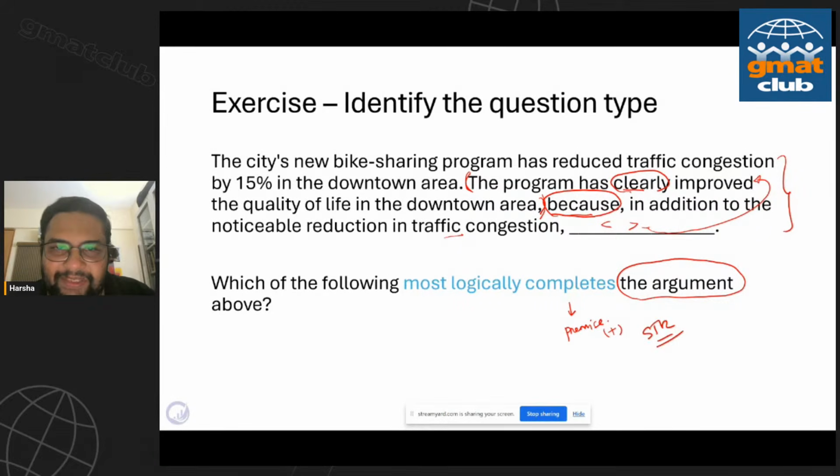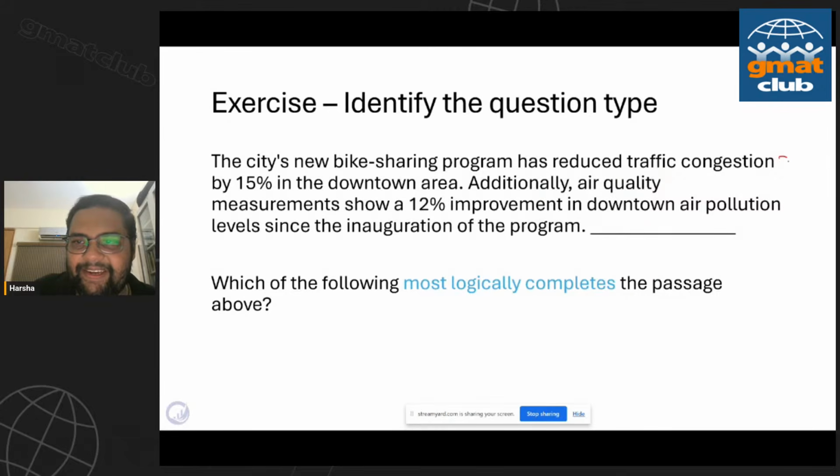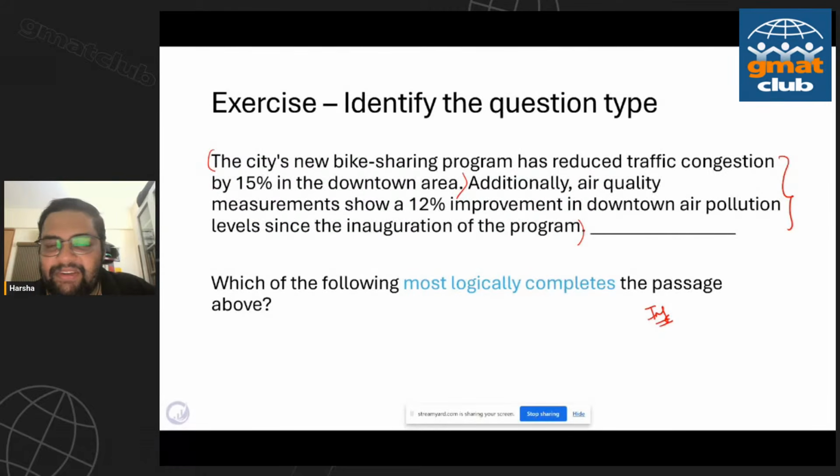Now, just to hammer that point home, here is a very slightly changed version of that, where we are actually dealing with an inference question. We are given a couple of factoids, some statements, no conclusions here. The city's new bike sharing program has reduced traffic congestion. Additionally, air quality measurements have shown some improvement. All of that is good. All of those are facts. The author has not made a conclusion yet. Now, the question is asking us, what can I conclude? What would be logical to conclude based on these given facts?